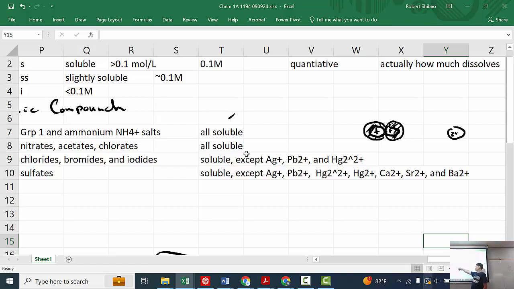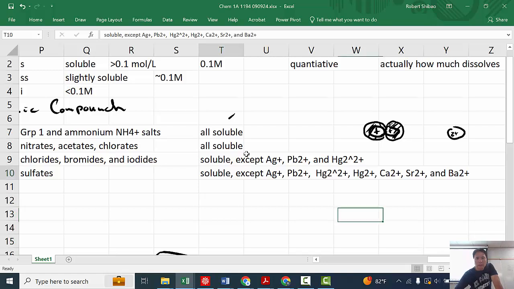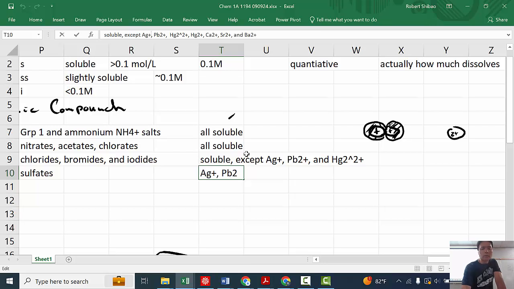And so here, we can automatically eliminate lead, mercury 1, mercury 2, calcium, strontium, and barium in our unknown. We cannot have these in our unknown, otherwise it won't dissolve. However, silver might. The reason that silver might is because silver is slightly soluble rather than insoluble, and so it's borderline.